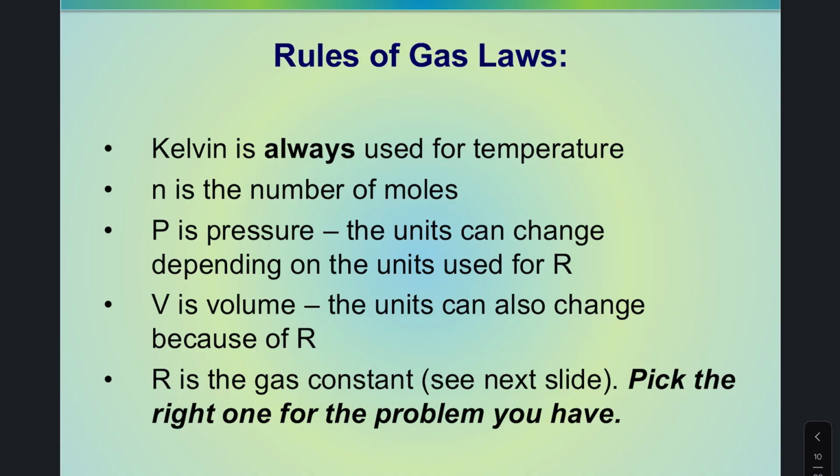So if we're talking about temperature, temperature is always going to be measured in Kelvin. That is something very important. And remember, in order to get from Celsius to Kelvin, you just add 273. That's it. 273.15 if you're being more specific and need more significant figures.